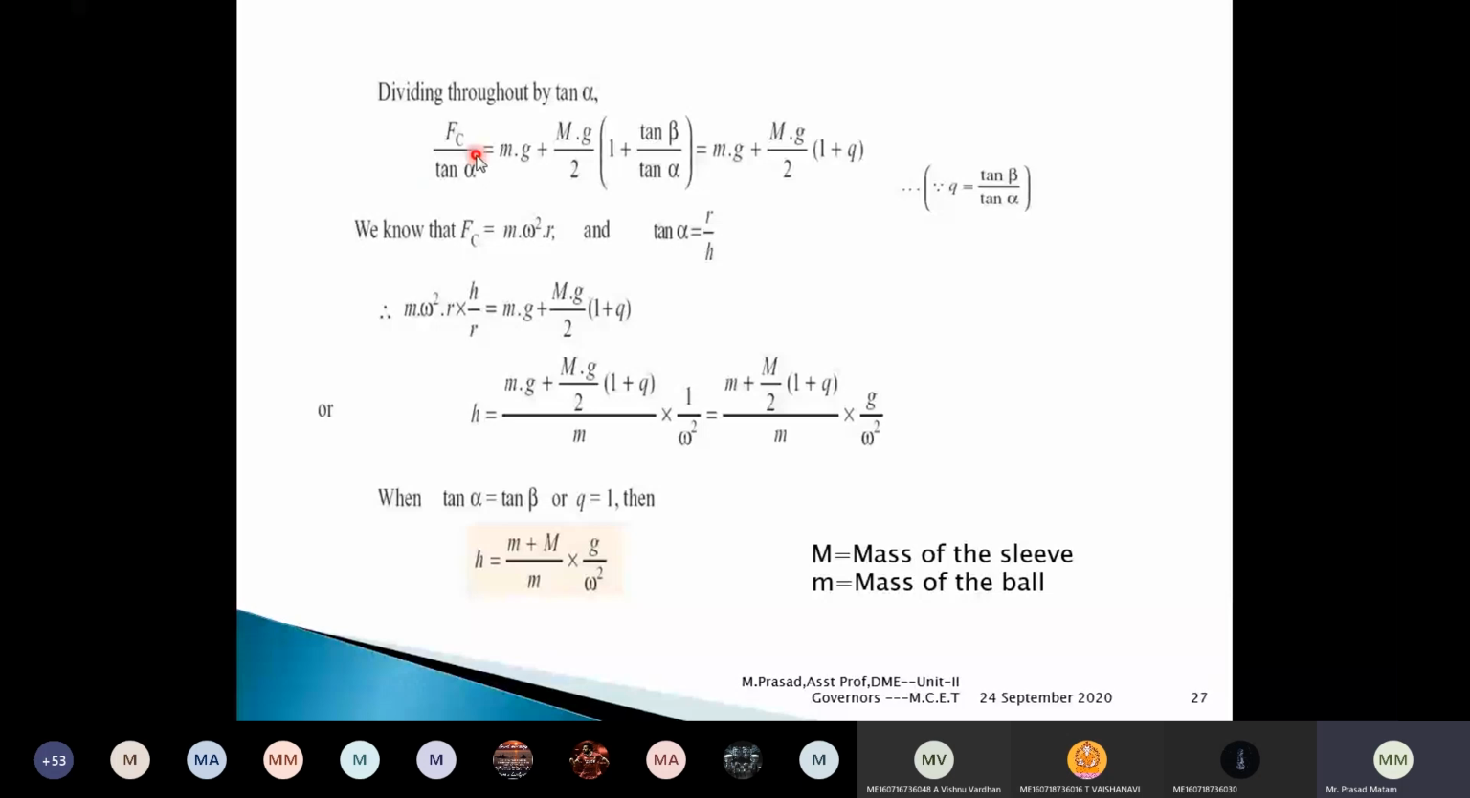Substitute everything. In place of Fc, I am writing it as m r omega square by tan alpha. Tan alpha is R by H. What is 1 by tan alpha? H by R, which is equal to Mg plus capital Mg by 2 into 1 plus Q. So now, getting H on the left hand side, remaining terms on the right hand side. Keep H as it is here. This R and R will go away.